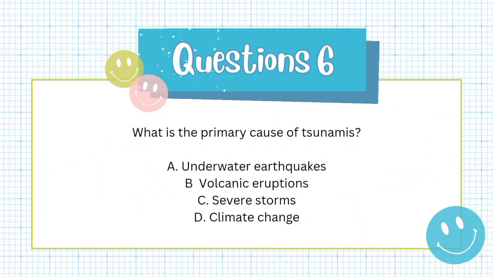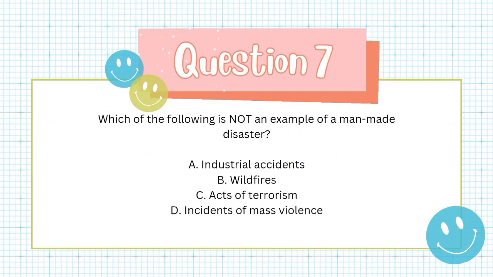6. What is the primary cause of tsunamis? A. Underwater earthquakes. B. Volcanic eruptions. C. Severe storms. D. Climate change. The correct answer is A. Underwater earthquakes.